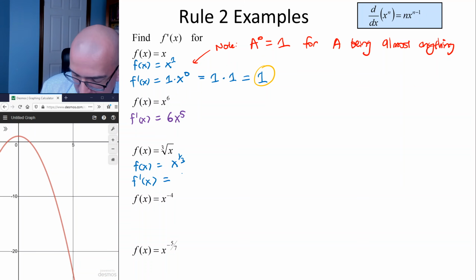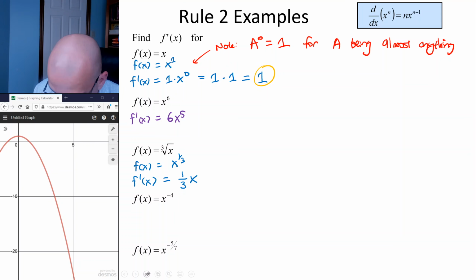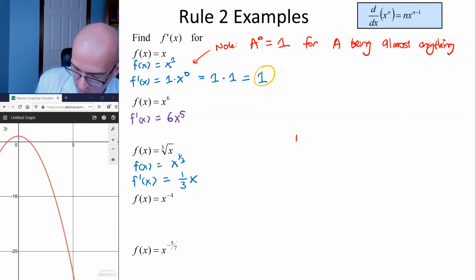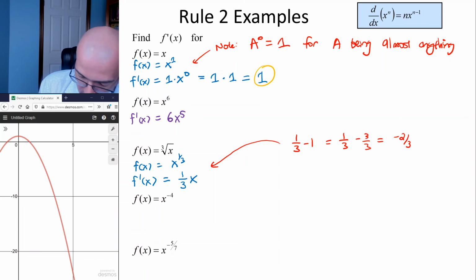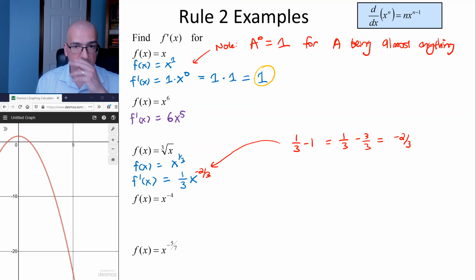The rule is that the old power comes down, so 1/3 comes down in front, and we have x to a new power. I'm going to calculate the new power over on the right-hand side. 1/3 minus 1 is equal to, we need to make common denominators, 1/3 minus 3/3, which is minus 2/3. So that becomes the new power on x. That's a perfectly good answer. I would take that answer, full marks, no qualification, no dithering, but the textbook won't.